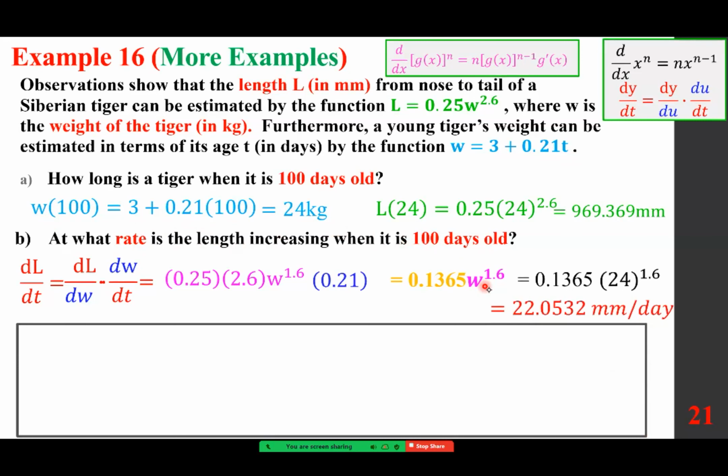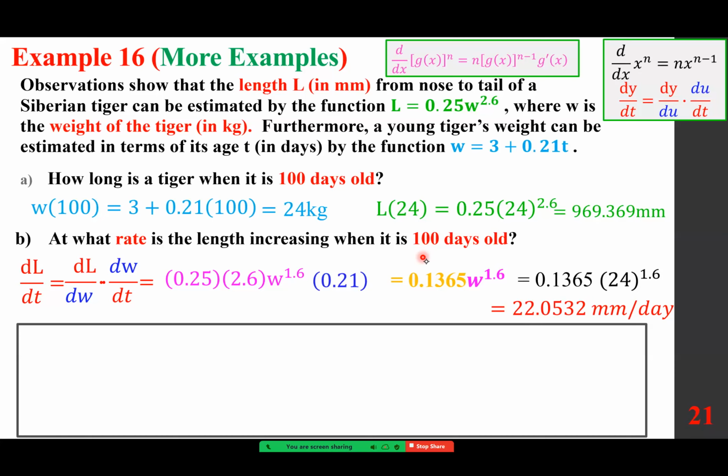So what it means is that the tiger is increasing in length by this much, 20.20532 millimeters per day, when the tiger is 100 days old.